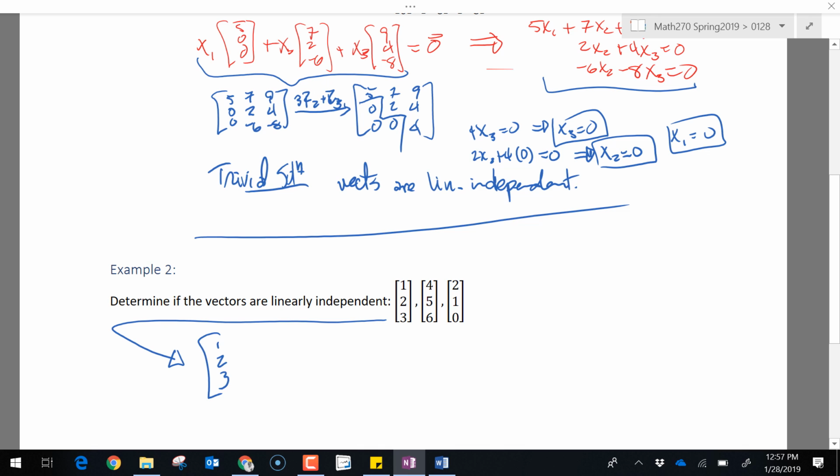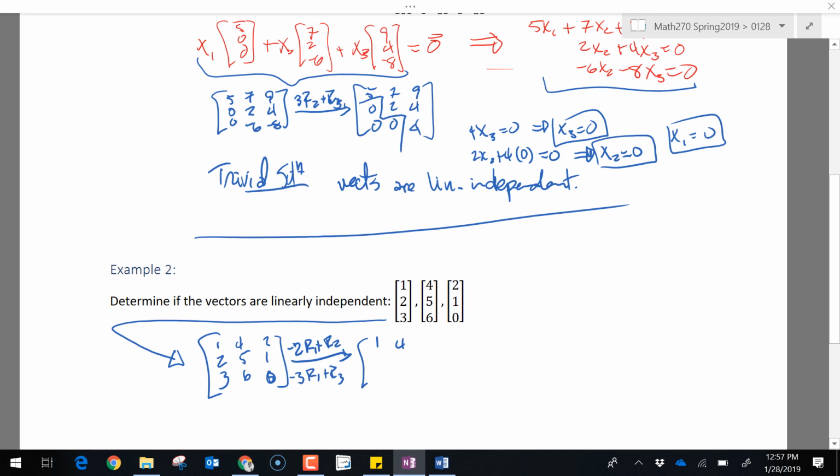So 1, 2, 3, 4, 5, 6, 2, 1, 0. Essentially, that's what we're doing. So we want to reduce, and let's do a couple of steps here. Let's take R1, multiply it by -2, add it to row 2, and let's take the same row 1, multiply it by -3, add it to row 3.